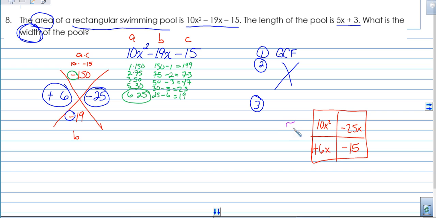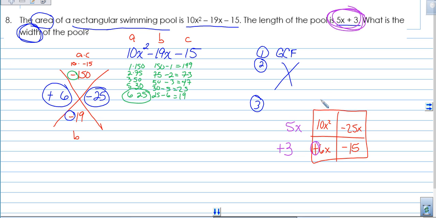10 and 25 have a 5 in common, and they both have an x. 6 and 15 have a 3 in common. They don't both have an x. This is positive, so that's positive. So if you notice, one of the factors was 5x plus 3. We see that here. So that means that the other way is going to be our width.